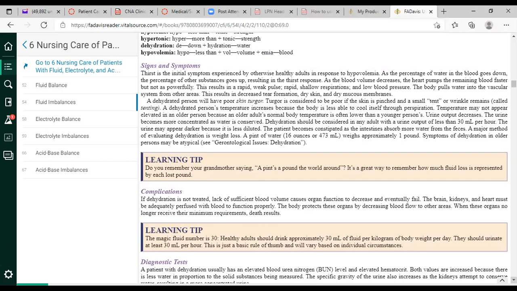Patient urine output is less than normal. What is the normal urinary output per hour? So the normal urinary output per hour is 30 to 50 mLs an hour. And I know in fundamentals of nursing too, you all covered this material. The normal urinary output is 30 to 50 mLs an hour.